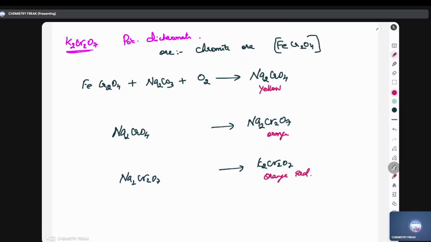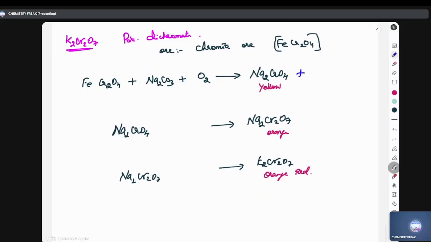Shall I write all the other reactants and products? Yes, sir. Look, what are the byproducts? See, carbon is not entered in the product side, so it goes out as carbon dioxide gas. Next, iron is not yet written on the right hand side. It is removed as iron oxide.